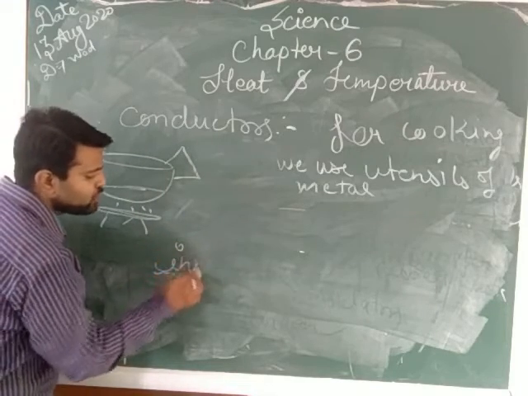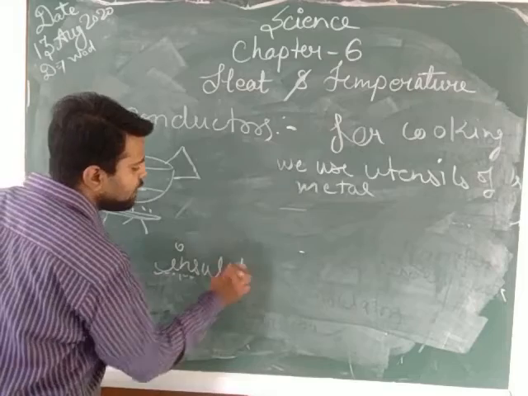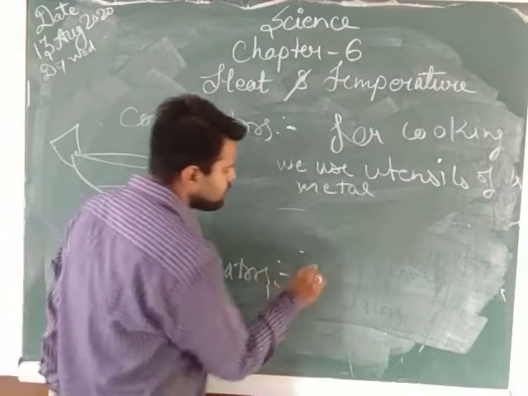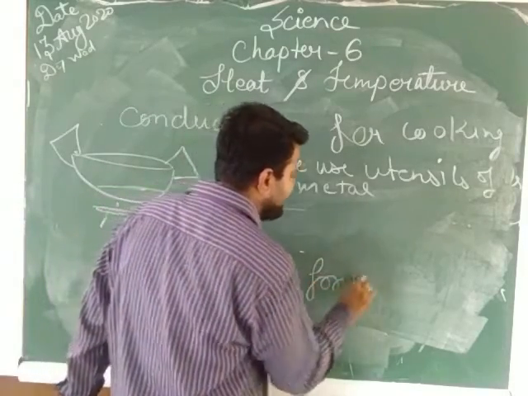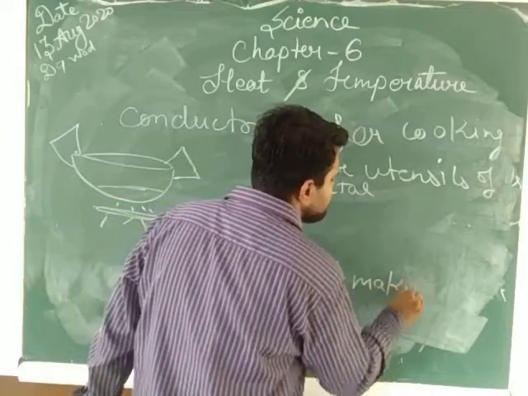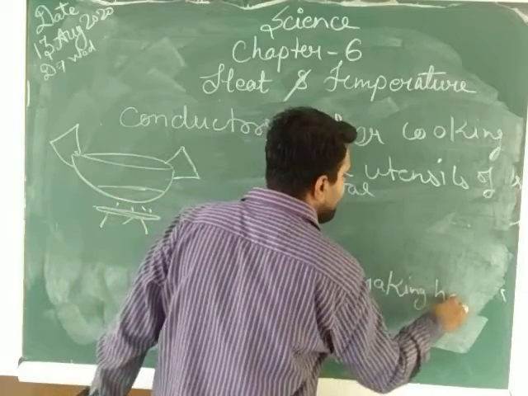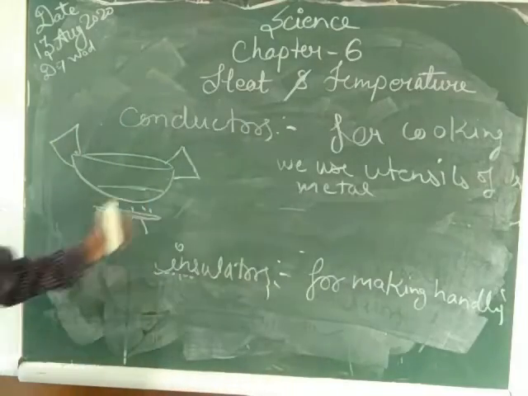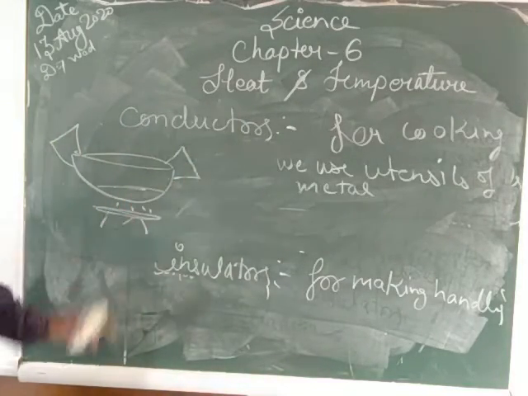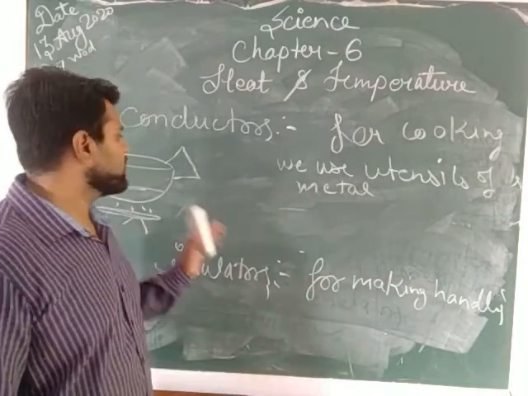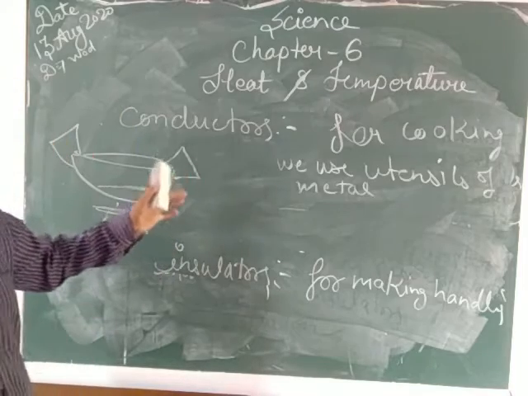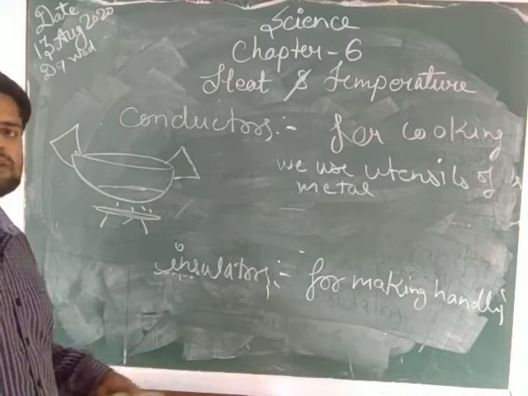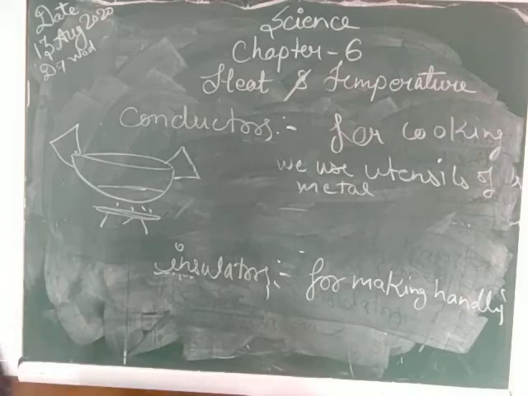So the use of insulator in everyday life is for making handles of utensils. This insulator does not conduct heat. That's why they do not become hot, and that's why we can easily touch them and keep away our utensils.